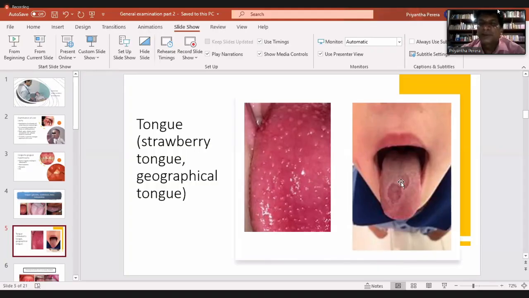Right? So they keep on changing shape, and this is due to spontaneous depapillation of the surface of the tongue.